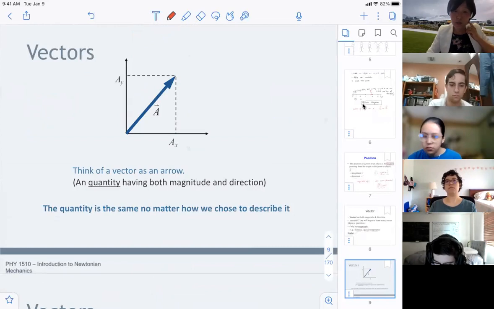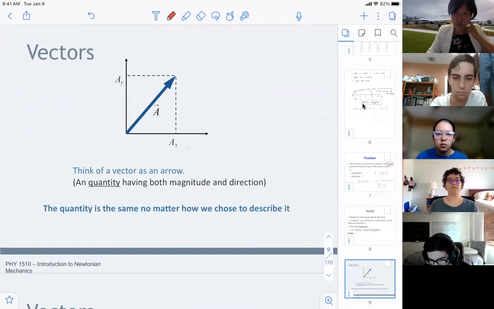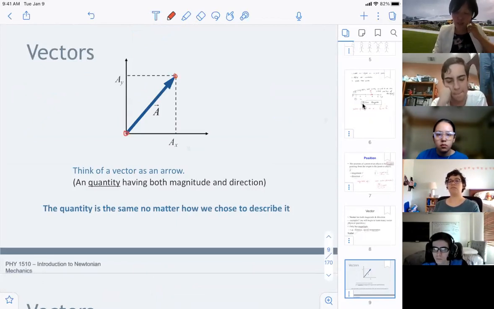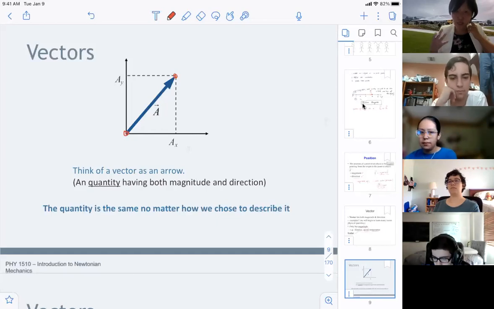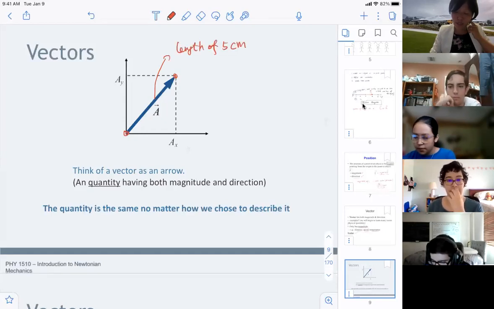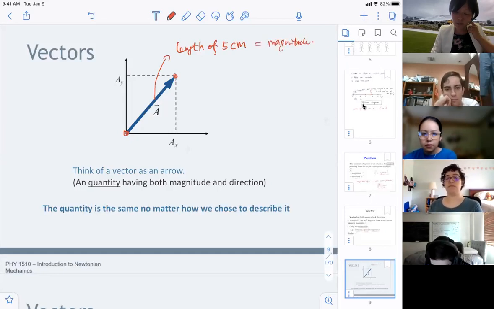This has shown up in your pre-lectures already in terms of representing vectors in your coordinate systems. So for example, you can think of a vector as an arrow pointing from your origin to a point of interest. The length of the arrow shows the magnitude of the vector. So if this has a length of 5 centimeters, for example, that tells you the magnitude of A, and the direction of course is already indicated by the arrow.